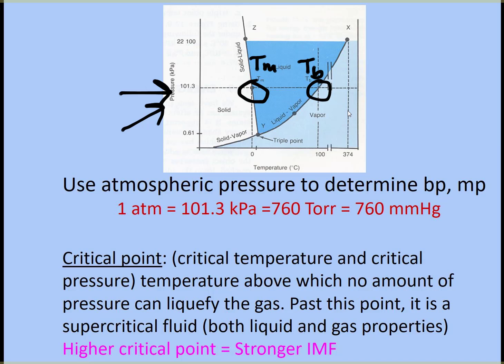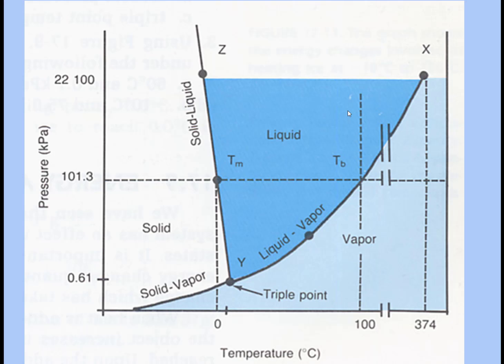The critical point is a point way off here. It's the point from which no amount of pressure can liquefy the gas. So once I get to this pressure, you will always be at a gas. The higher the critical point, the stronger the intermolecular forces. And we can see with our water here, there's a little gap in our data. The critical pressure and the critical temperature are quite high, showing that water has very strong intermolecular forces. This is just another picture of it if you needed a larger picture to see these phase diagrams.